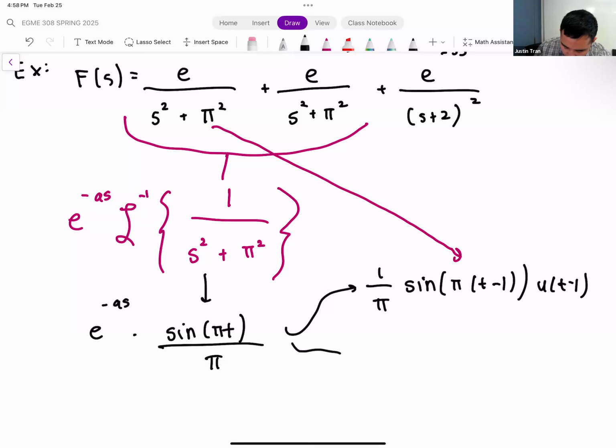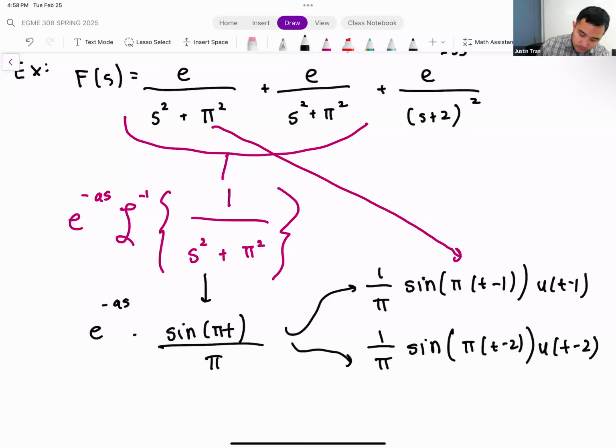And then the second term here is going to be 1 over pi. This one has a shift of 2. So it's going to be sine of pi times (t minus 2) times u of t minus 2. And this is coming from that second term.